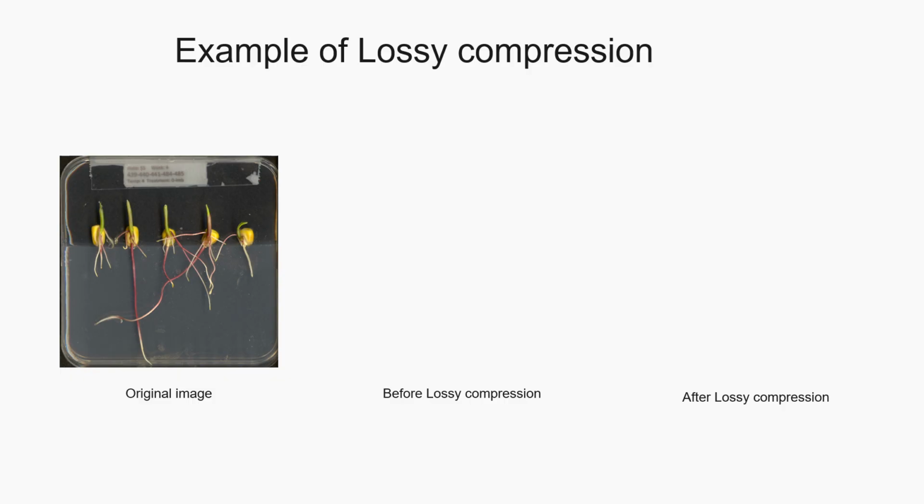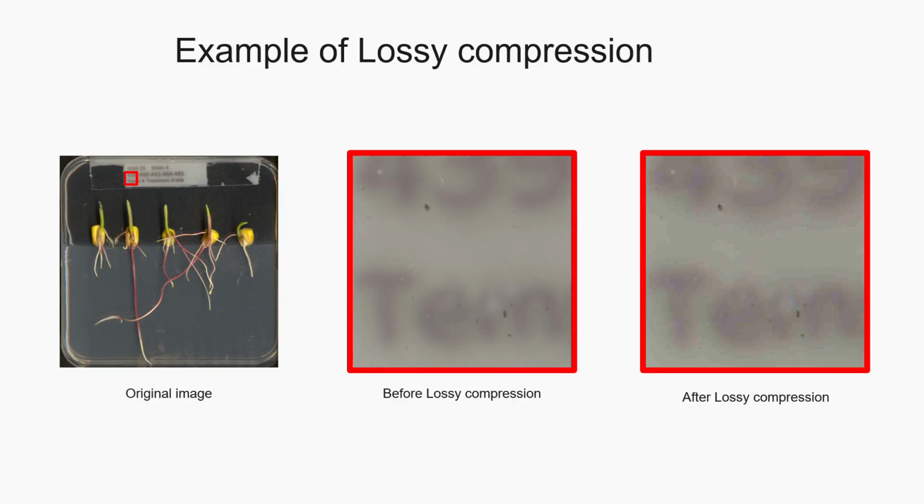Here we see a visual example of lossy compression. The original image is shown along with enlarged views before and after compression. At first glance, the compressed image may appear very similar to the original. However, when magnified, compression artifacts become visible. Fine details may be blurred, edges may become distorted, and subtle intensity variations can be altered. These differences may seem minor for casual viewing, but they introduce serious problems during quantitative image analysis. This is why lossy formats should generally be avoided for storing primary microscopy data.